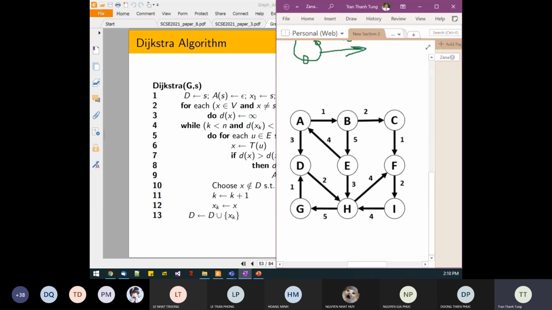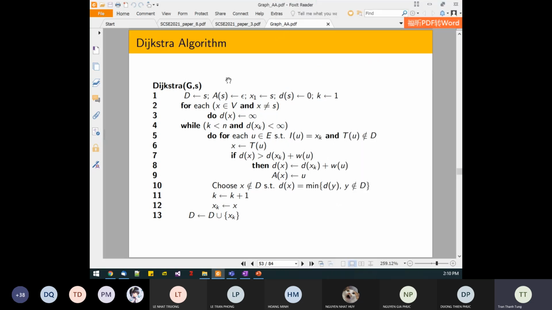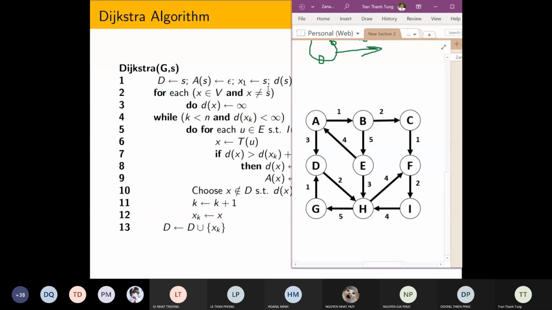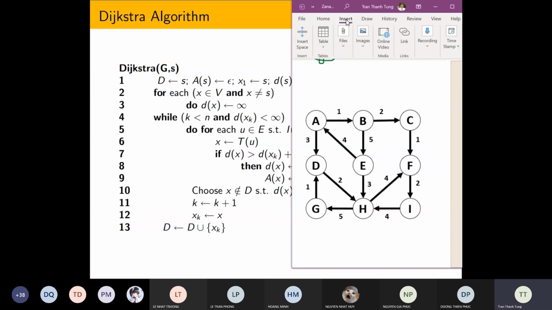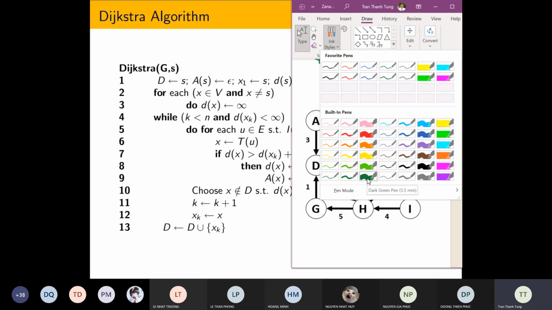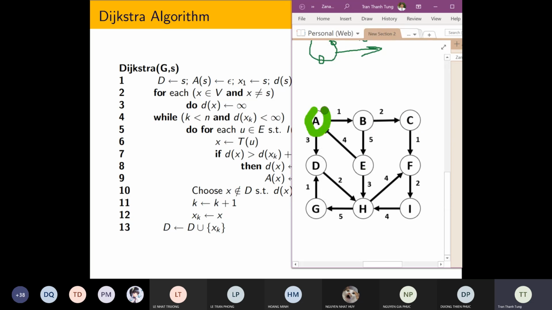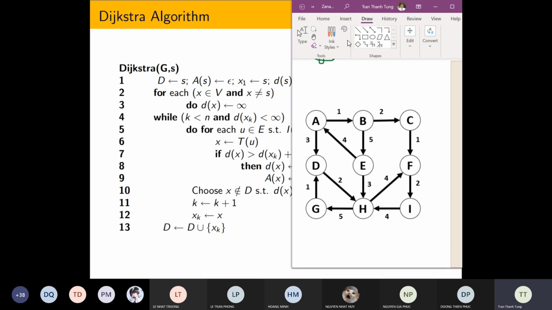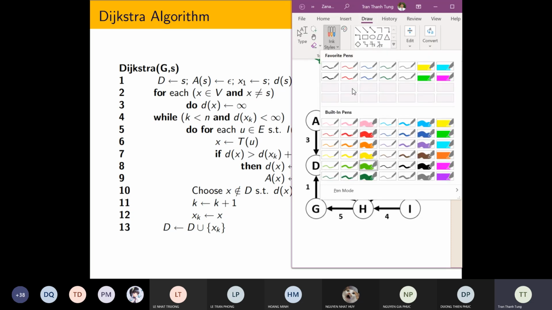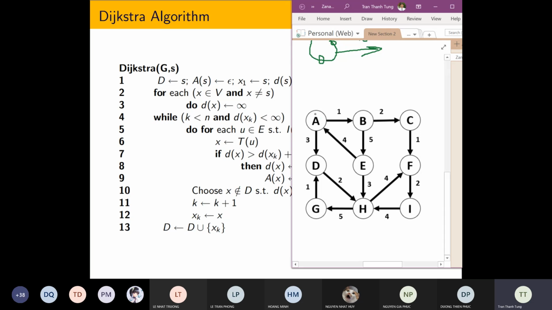Now we want to apply the algorithm. We start from A. At the beginning we set A, the source, to 0. And for all of the vertices in V that are not S, we put infinity. Everything else is infinity here.